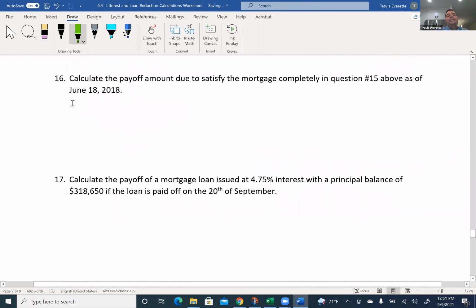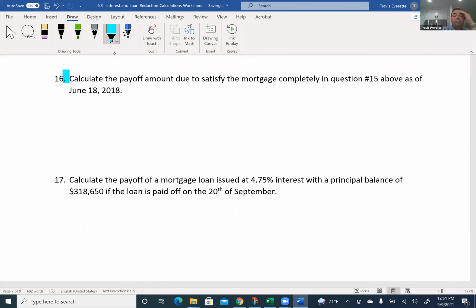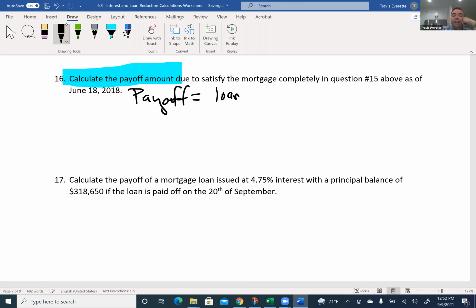Number 16 is essentially the same question with one twist. It says calculate the payoff amount. So payoff amount. A payoff amount. So this is somebody paying off their loan. The payoff equals the loan balance plus accrued interest.